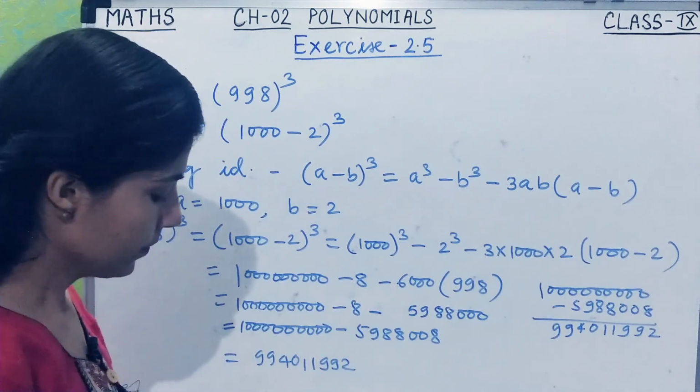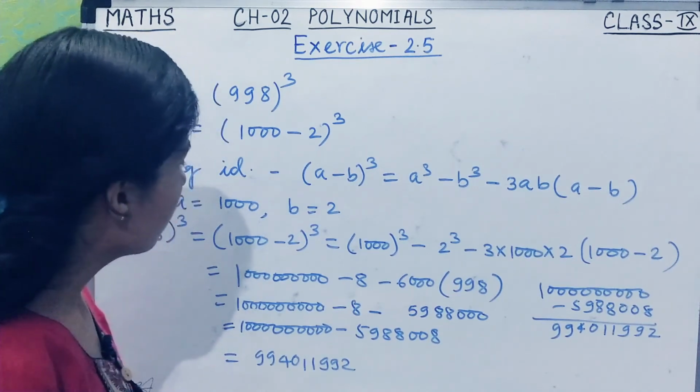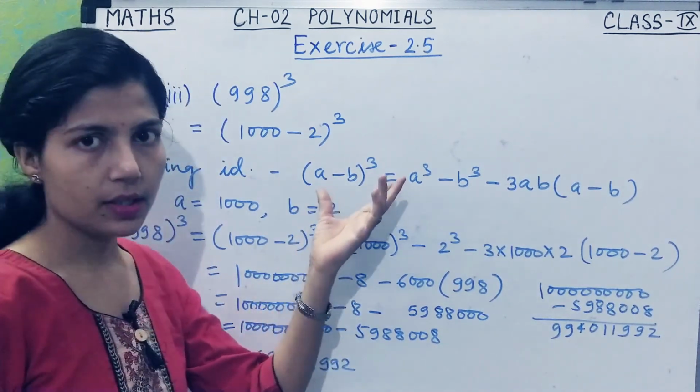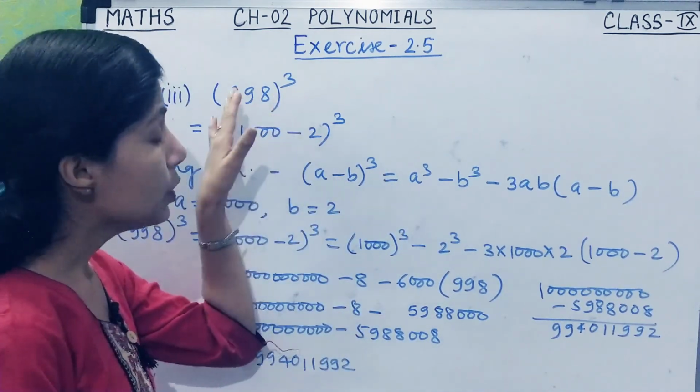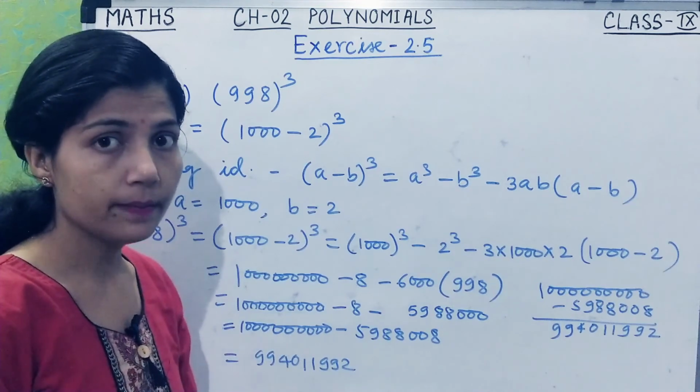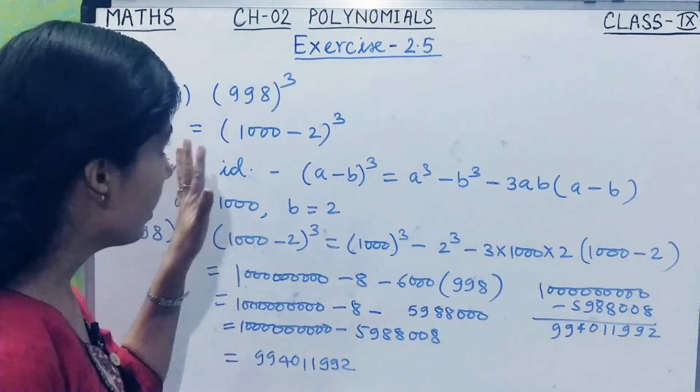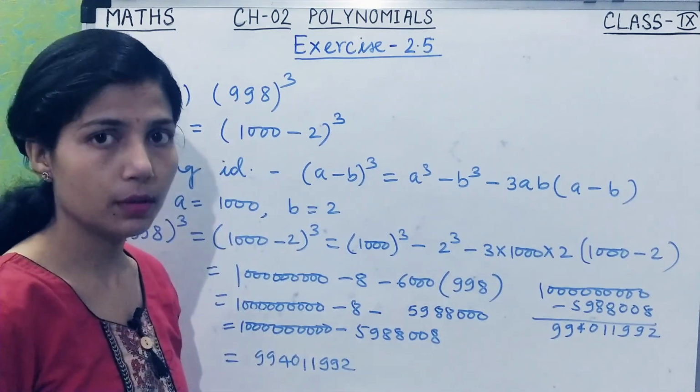This is the answer of cube of 998. Okay, so as you can see here, by using identity, it is a little bit easy to compute the cube of a big number. Okay, so in this way we have to calculate the cube of numbers.